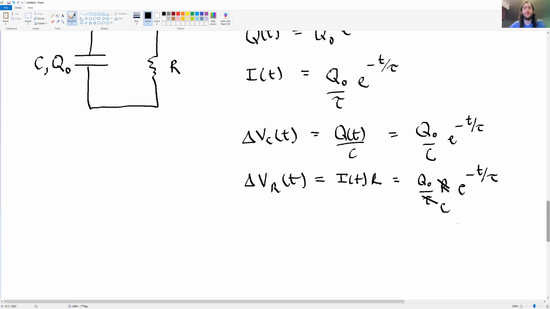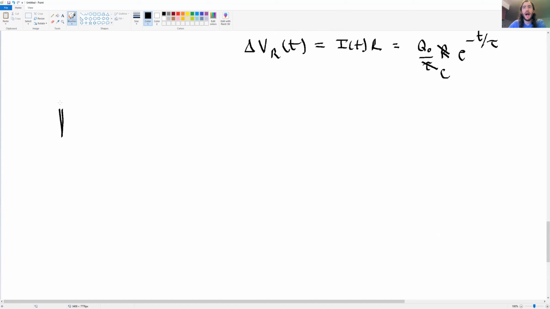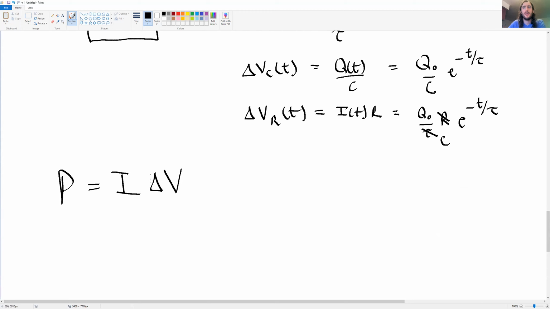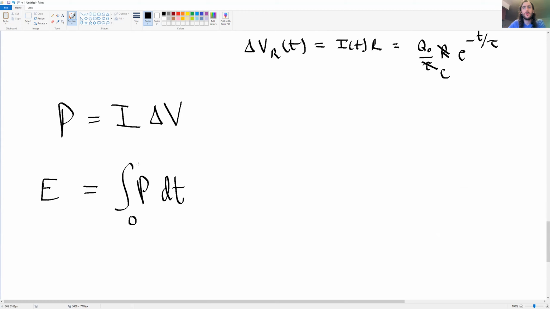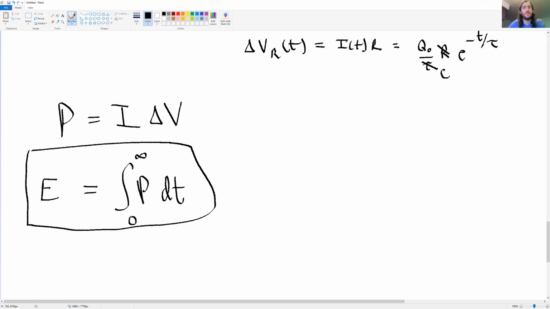So let me go ahead and stop. Well, actually, maybe one more thing. Remember that power is current times potential difference, okay? And so if I have functions of time here and I want to know the total amount of energy dissipated, I have to integrate power as a function of time. And if I want to know the total amount for the lifetime of the circuit, then I should integrate from 0 to infinity.